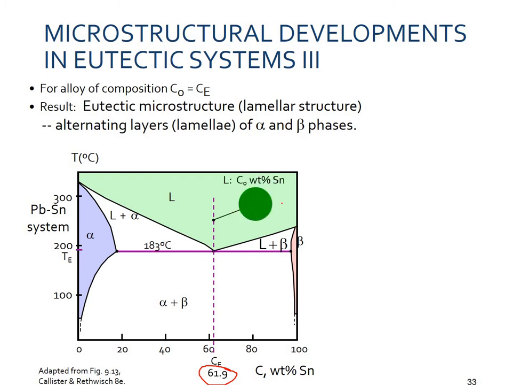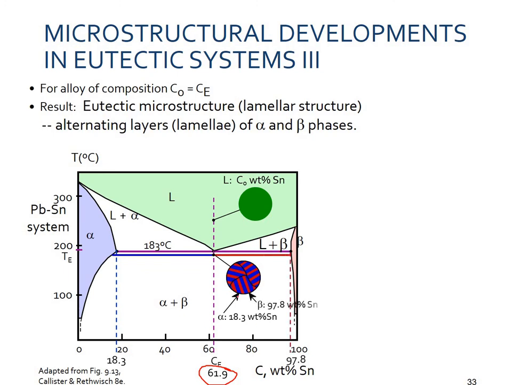So here was the completely liquid system, liquid phase. You can see that there is no other phase, and while cooling it down along this line, we see that the structure is alternating layers, which is called a lamellar structure of alternating layers, in which the bluer part is the alpha phase and the red part is the beta phase. And we can calculate the composition of alpha and beta from the lever rule.